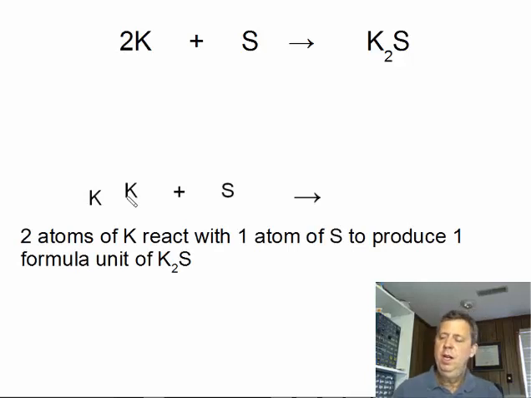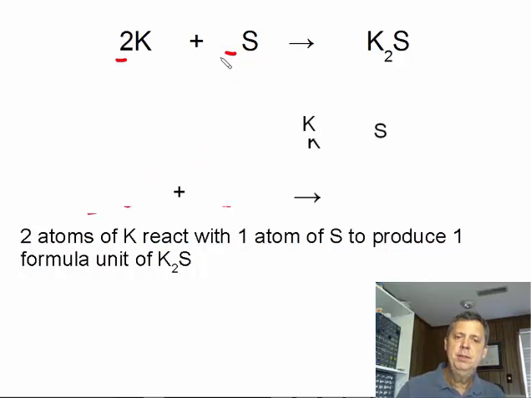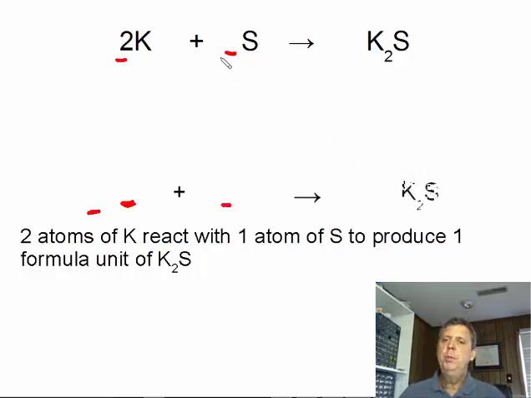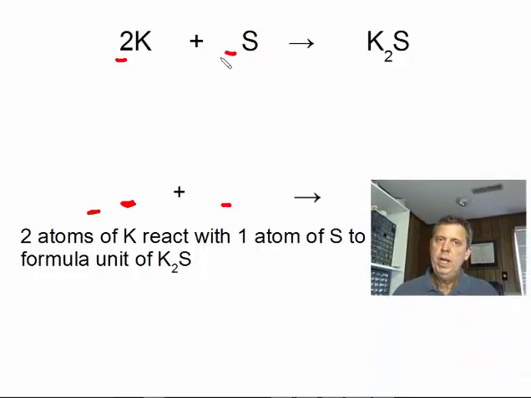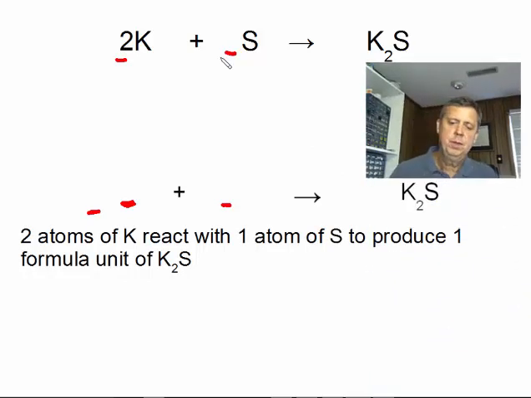So in this case, on the right side, we show that we have 2 potassium atoms plus 1 sulfur. That's what our coefficients are telling us. And when they react, they produce 1 potassium sulfide, and our reactants are gone if we have the right numbers.